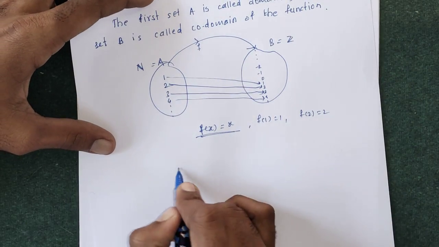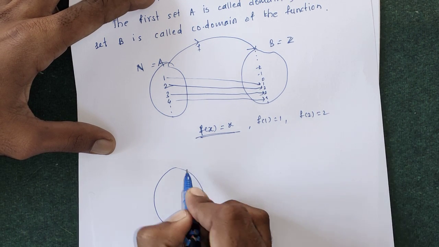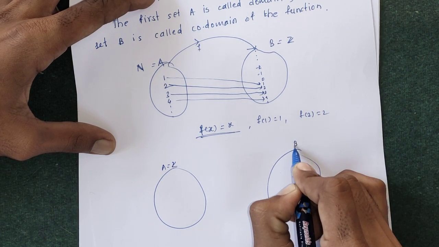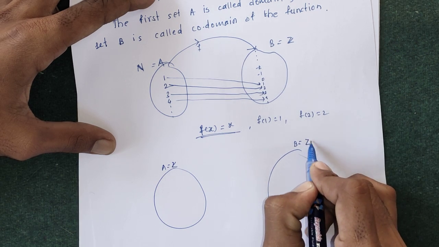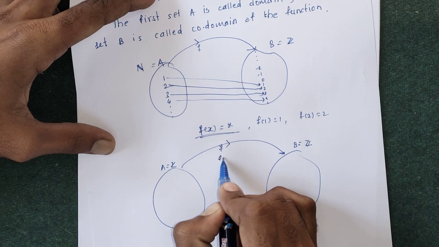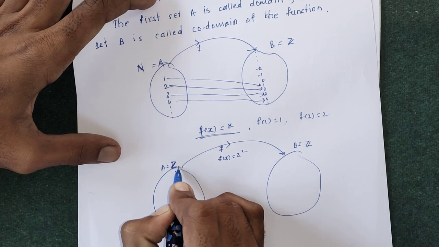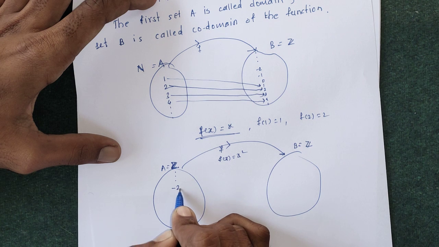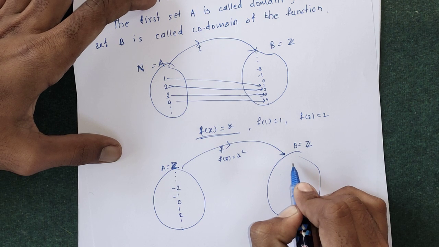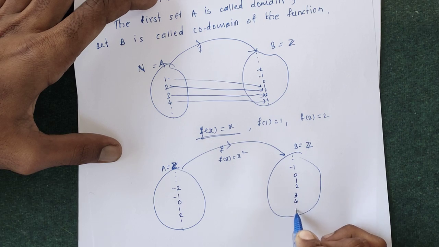If we take another example, f of x is equal to x square, then suppose set A is the set of integers, and suppose set B is again the set of integers, then this function f is defined as f of x equal to x square. This is the set of integers, minus 2, minus 1, 0, 1, 2, and so on. This is again the set of integers, minus 1, 0, 1, 2, 3, 4, and so on.